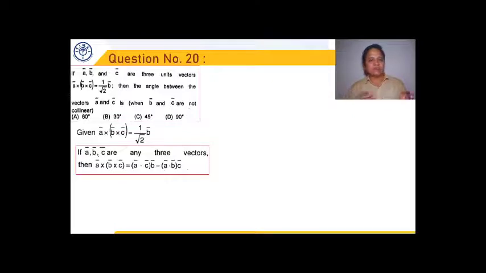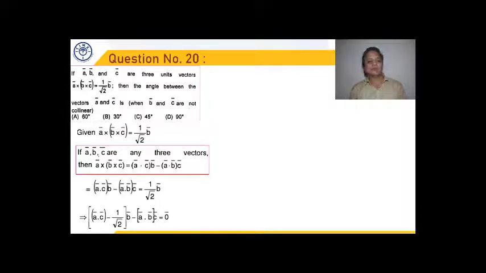Can we say if A, B, C are any three vectors, then A cross B cross C can be written in the form of A dot C B vector minus A dot B C vector. So we use this. A dot C B vector minus A dot B C vector is given as vector B by root 2. We can take vector B by root 2 to the left hand side. And we take B vector as common. So it becomes A dot C, which is a scalar quantity, minus 1 by root 2 B vector minus A dot B, which is also a scalar quantity, into C vector is equal to 0.